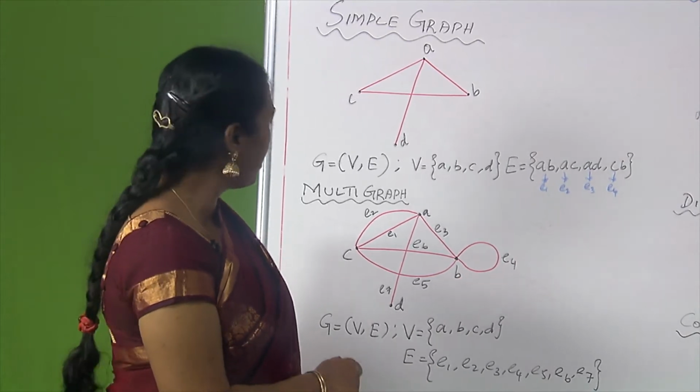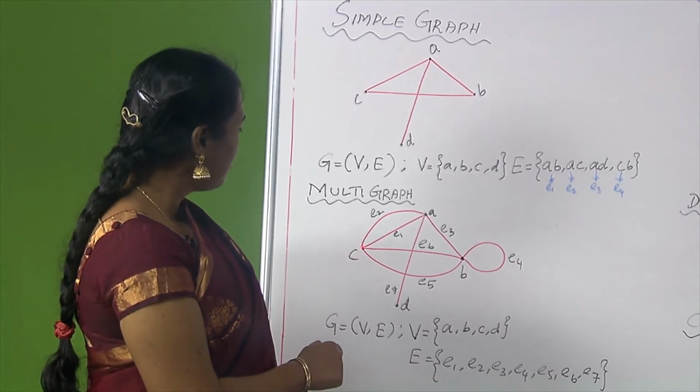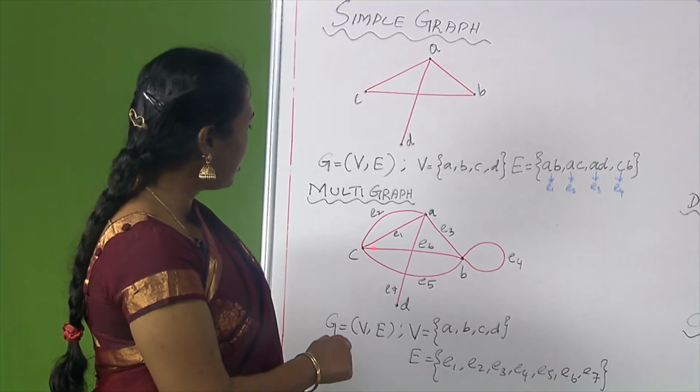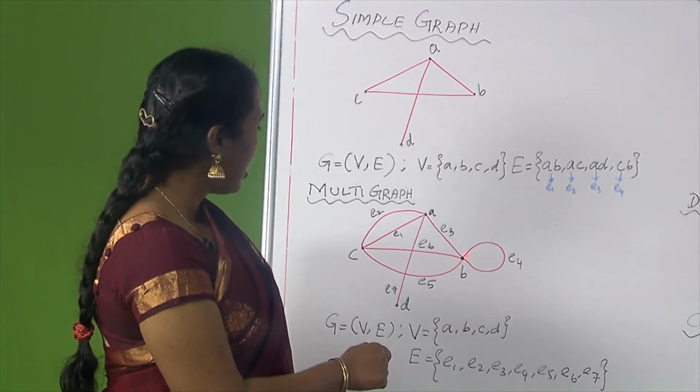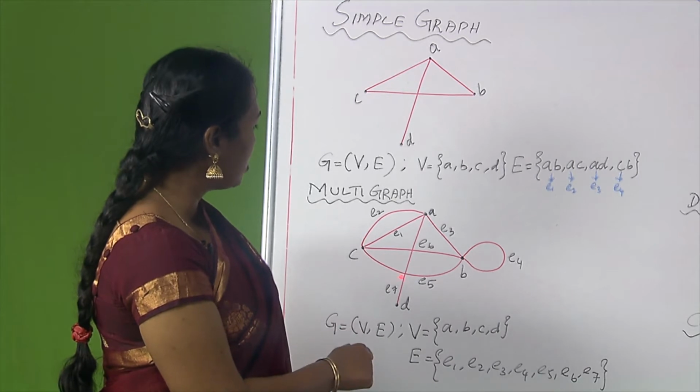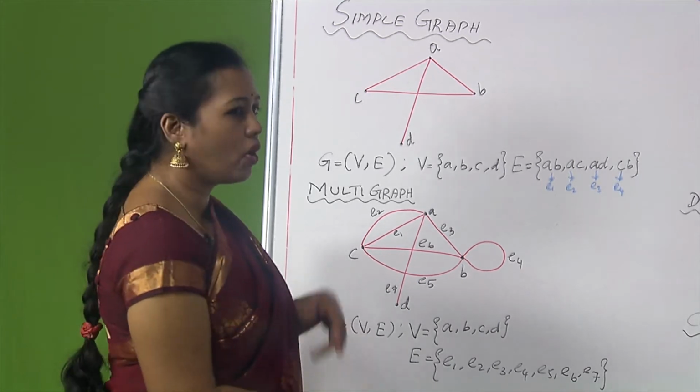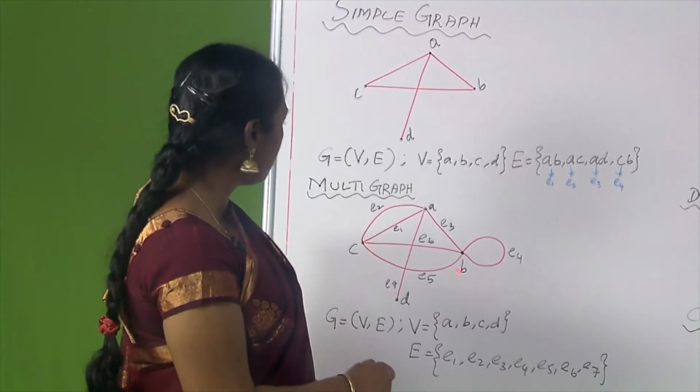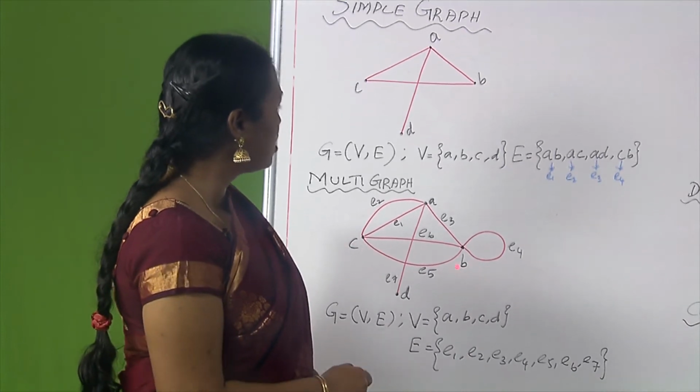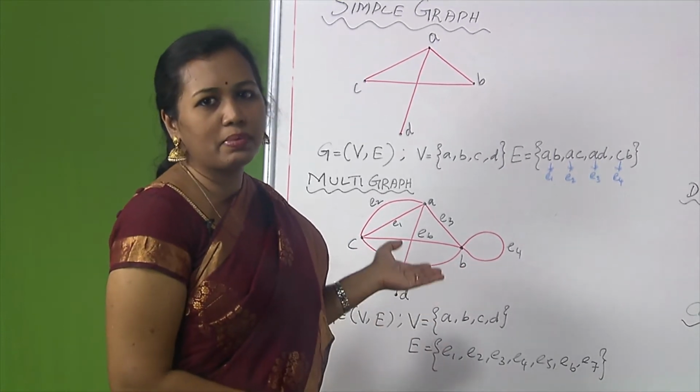This is called a loop, and this is called a parallel edge because between B and C there is one edge here, E6, and there is one more edge E5 as well. So, these are said to be parallel edges, or two different paths between the same two vertices, namely B and C. So, this is a prime example of a multi-graph.